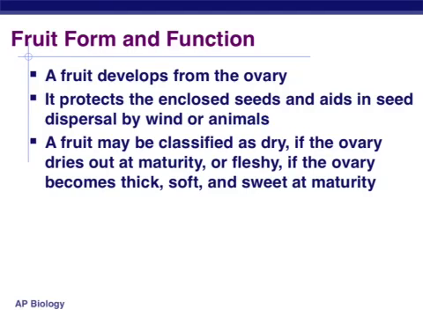And it can't really take care of them the way that animals can. So it does everything possible for those seeds to survive. One of those things is making this fruit that surrounds the seeds. The fruit is also going to aid in seed dispersal, be it by wind or water or even animals. Fruits can be classified as dry if the ovary dries out when it's mature, or fleshy if the ovary becomes thick, soft, and sweet at maturity. So I'm trying to think of a good example of a dry fruit.